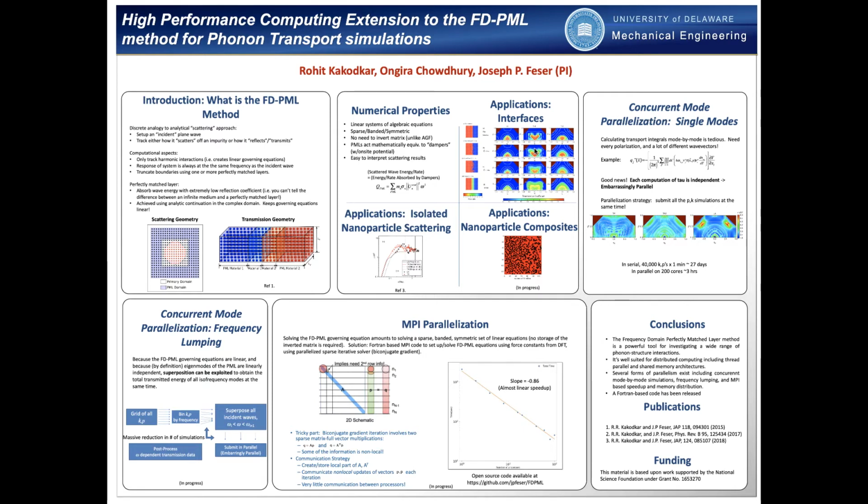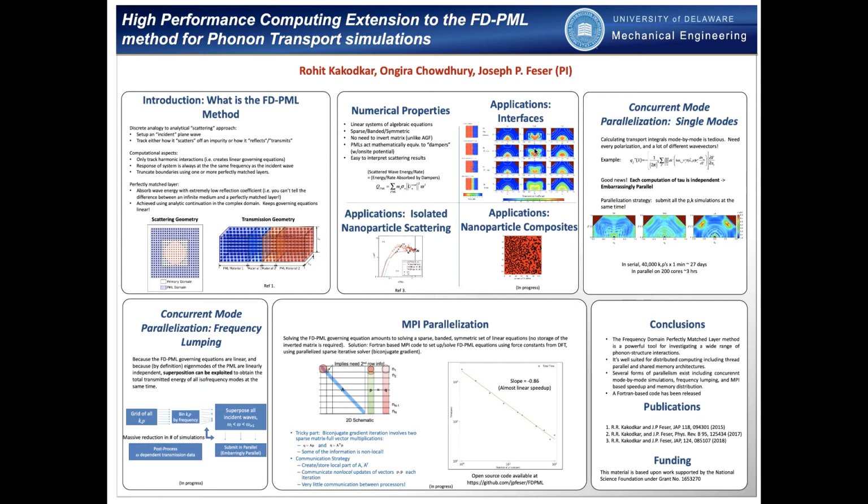It's got some really nice numerical properties. All of the equations that come out of it are linear. The matrix that defines the operation is sparse, banded, and if you do it right, it's symmetric. There's no need to actually invert the matrix to solve the problem, unlike the atomistic Green's function formalism. You merely have to solve Ax equals b. You don't need to invert A.